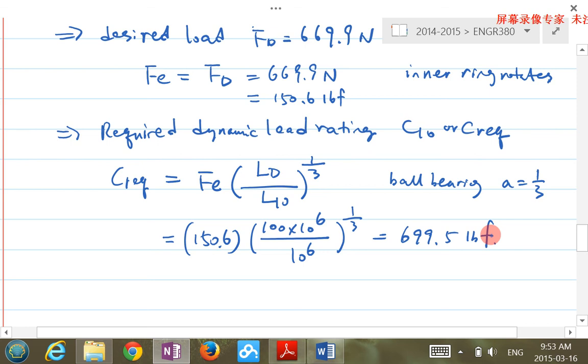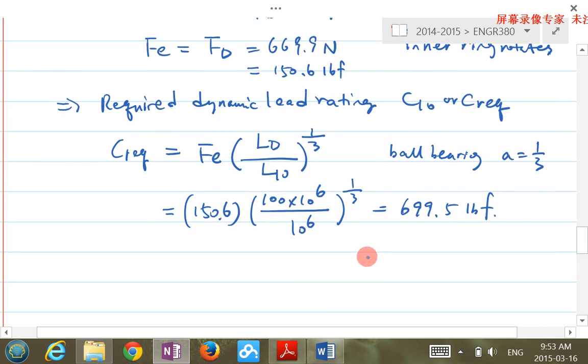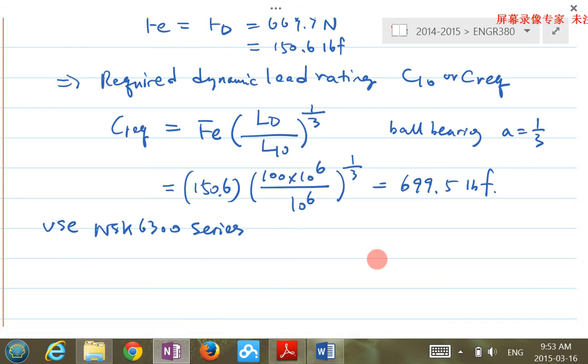Okay, so now it's time for us to go into the catalog to pick a proper bearing, right? Yeah. So let's say I decided to do this. We're going to use NSK, 6300 series. So you do have many options actually. If you don't want to use this series, that's fine. But if I decided to use this one here, let's take a look at this series.